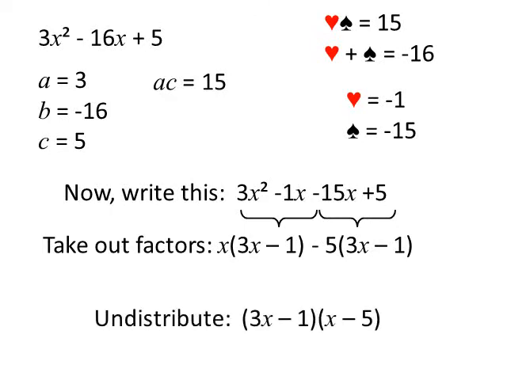and I move that outside the parentheses, and what I'm left with is x minus 5. And now I've factored this expression. 3x squared minus 16x plus 5 factors into 3x minus 1 times x minus 5. A little more complicated than what we were doing before, but still not undoable.